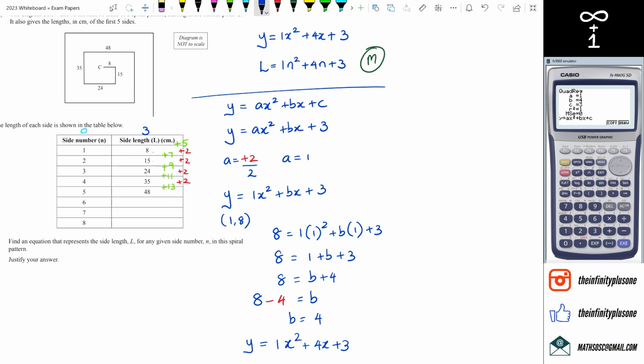As you guys can see, it's fairly useful to have the graphics calculator, because it saves a lot of time to get that merit question correct in less than a minute, compared to the amount of working you need to do here. Okay, we move to the next question.